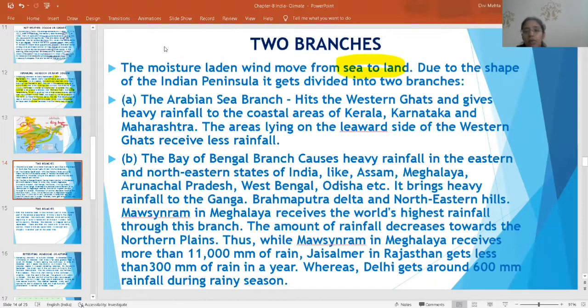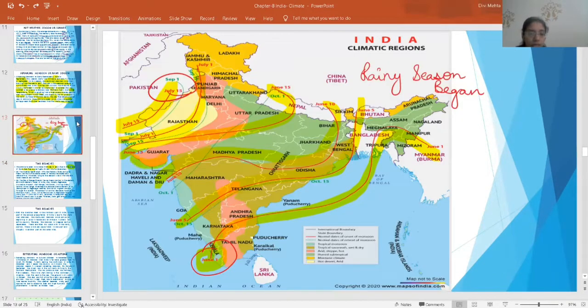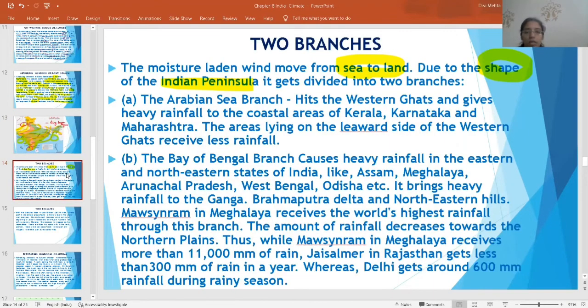So while they are moving from sea to land, due to the shape of the Indian peninsula, you know, this is the shape of the Indian peninsula. Here is the Bay of Bengal. Here is the Arabian Sea. This map, you can say, this is your Indian peninsula, this part. Here is your Arabian Sea. Here is your Bay of Bengal. So these are the two branches we are going to talk about.